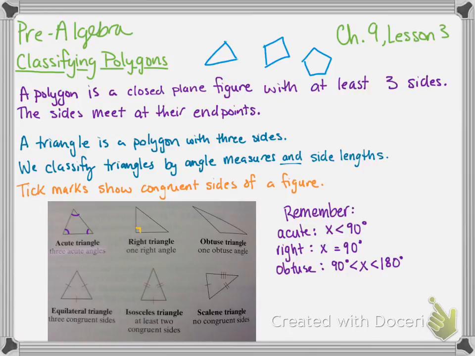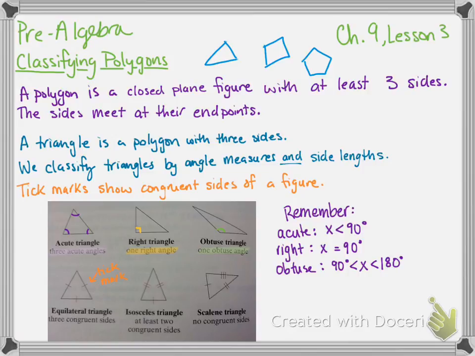Then a right triangle has 1 right angle in it. When you're dealing with triangles, you can only have a triangle that has only 1 right angle. That's because all of the angles in a triangle have to add up to 180 degrees. You have to be able to fold them all down and get a straight line. So a right triangle has 1 right angle. An obtuse triangle has 1 obtuse angle.